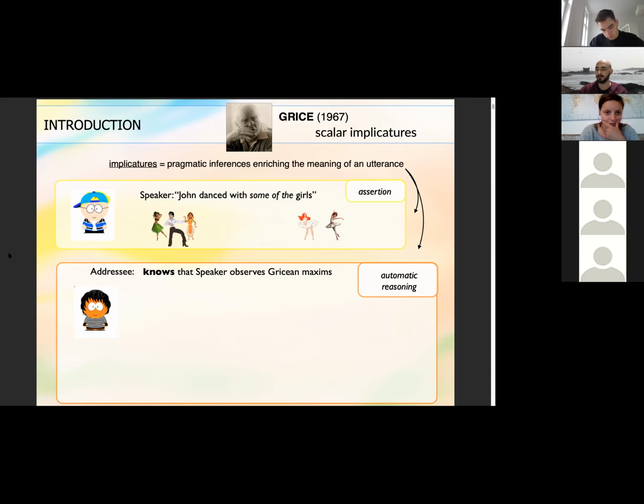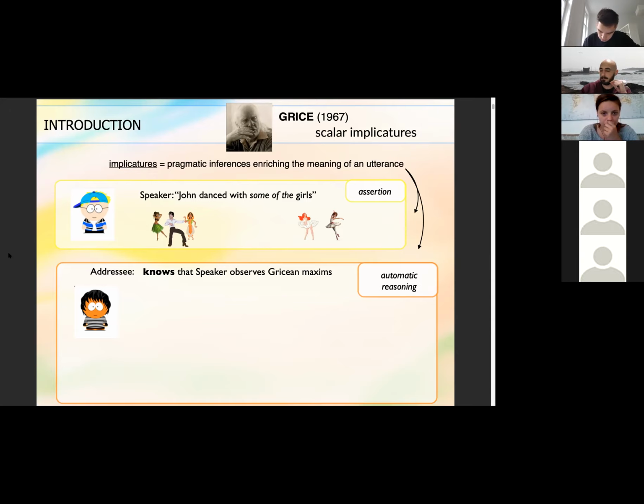So one is quantity. The other one is, again, quality, tell the truth, manner, be orderly, and manner, quality, quantity. What is the other one? Relevance, probably. Relevance, right. So be relevant.